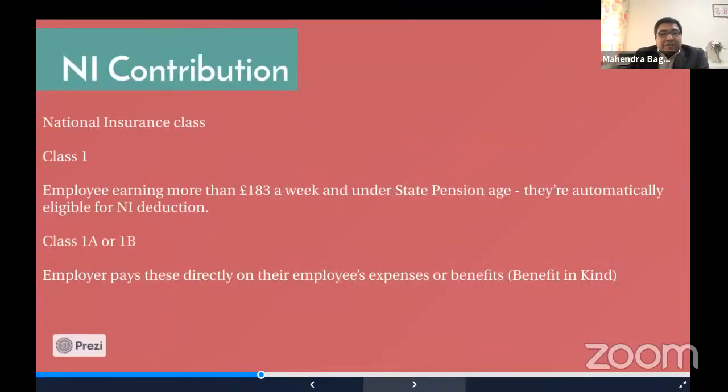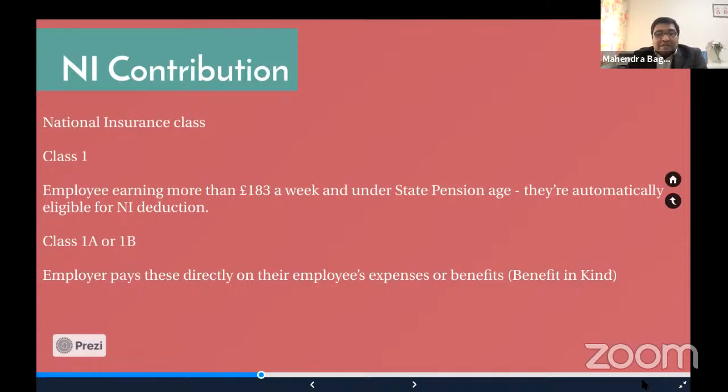Moving on to the next point, national insurance. For employees, there are many national insurance classes. Here I only mention two which affect the employees. Class 1 is based on every pay run, and at the moment, if they earn more than 183 a week and are under the age of state pension, they are eligible and their NI deduction will happen through the payslip.